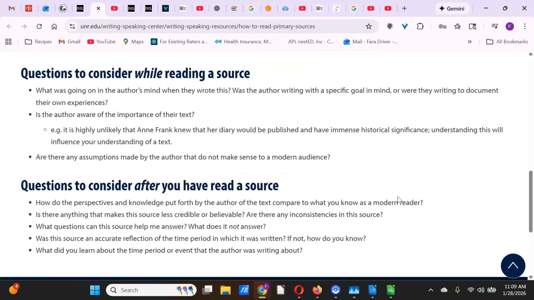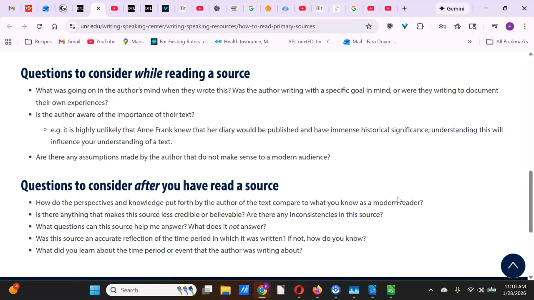Then while you're reading the source, you want to consider what was going on in the author's mind when they wrote it. Was the author writing with a specific goal in mind, or were they writing to document their own experiences? And this again goes to that whole construct of bias or perspective, and answering the question of why this person wrote the source, who they were writing it to, and how that infuses the information that they include in it. Is the author aware of the importance of their text?